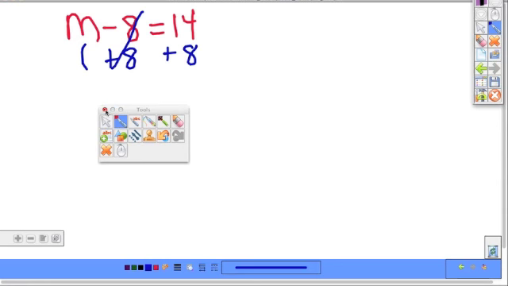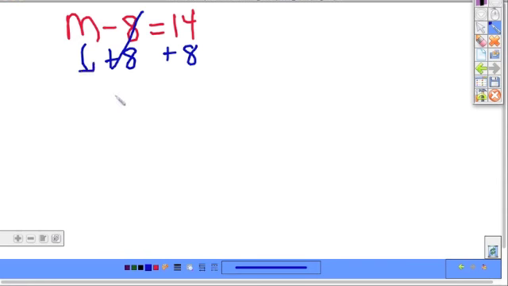Okay, my m falls down. So just to put in a different beautiful color, here we go. Did I reach my goal? I did. My variable is by itself. But I need to find out what my variable is. So I need to come over here and solve this. Okay?